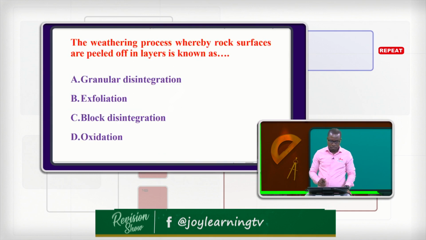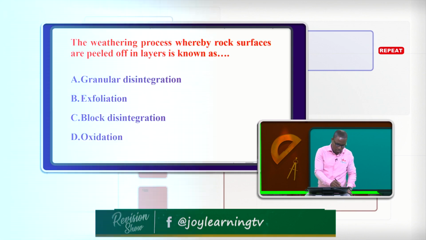The next question. The weathering process whereby rock surfaces are peeled off in layers is known as, I repeat, the weathering process whereby rock surfaces are peeled off in layers is known as A, granular disintegration, B, exfoliation, C, block disintegration, and D, oxidation. Call and tell me the answer, okay?